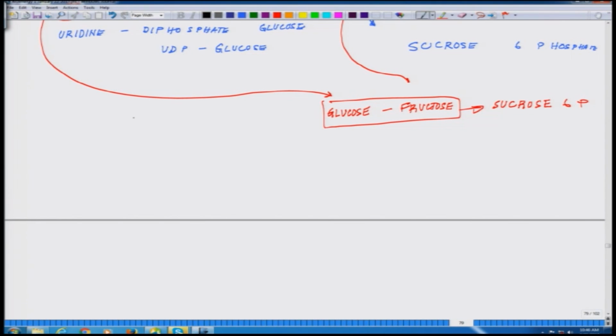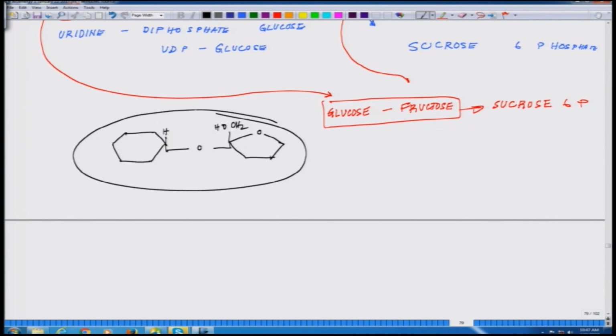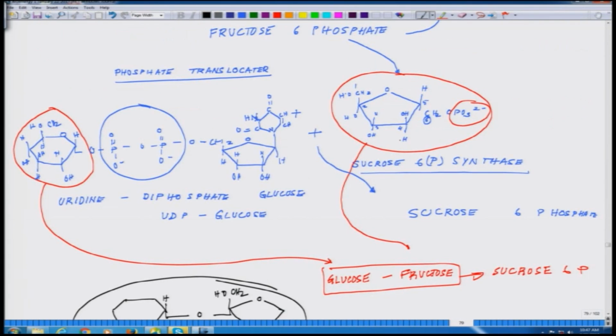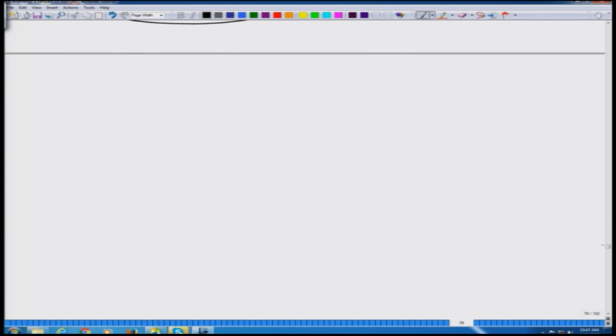So, it will be something like this, O, and here you have OH, CH2. I will leave it for you guys to complete this whole structure. I wish you to complete this part of the structure. Okay, that's kind of your assignment to look at how these things are formed.